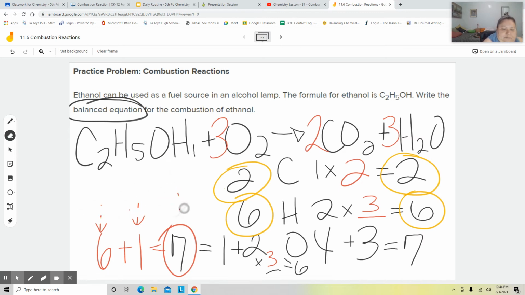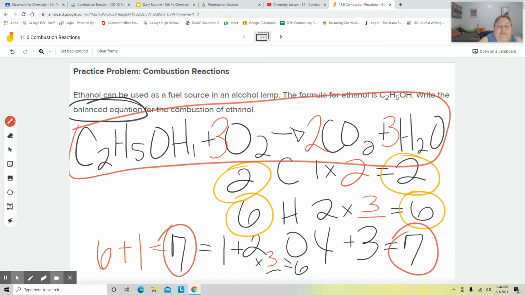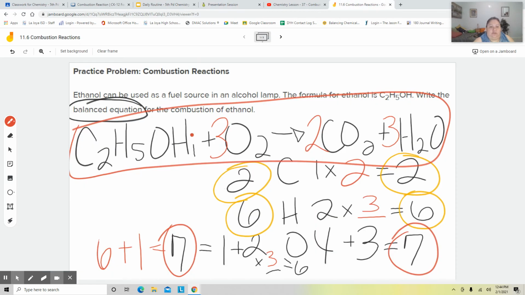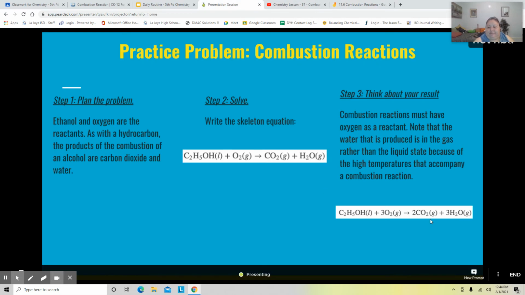Everybody see that? Okay. Now I have a 7 and everything is balanced. This is my answer. And you can look on the pair deck. Look, there's the answer. 1, 3, 2, 3. It's exactly like we did it. And you can count all the elements and you can verify that that's true.